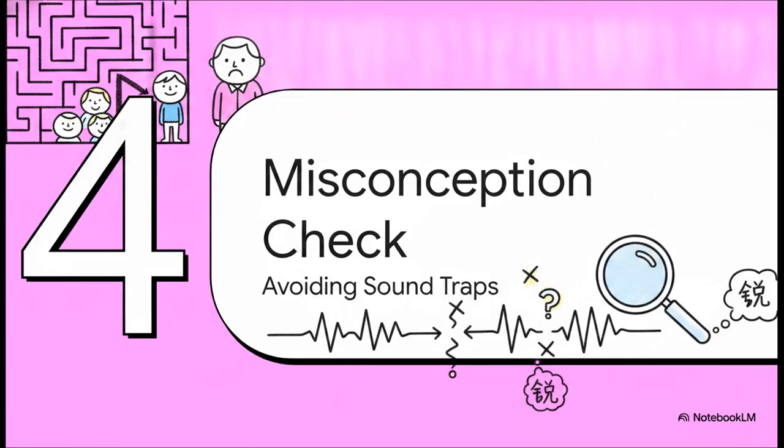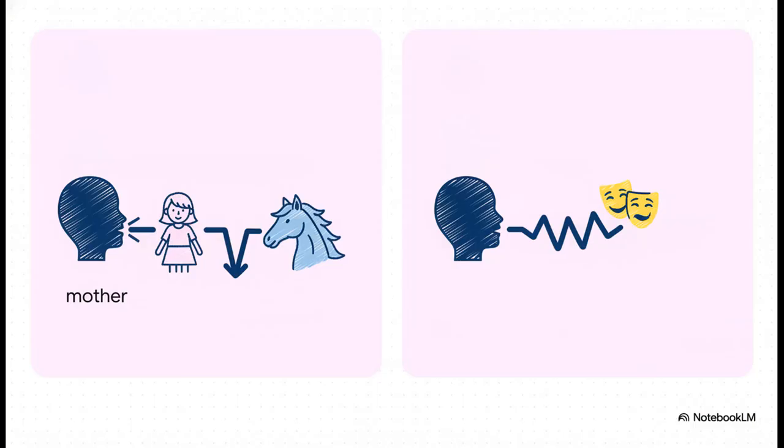Okay, on to Section 4, Misconception Check on Sound Traps. Before you head off to practice, we really need to address a major trap. This one catches a ton of 7th grade beginners, and honestly, adult beginners too. You have to compare Mandarin sounds with English sounds very carefully. Think about it. In English, if your voice goes up at the end of a sentence, it just shows emotion, right? Or it turns a statement into a question. It absolutely does not change the actual dictionary definition of the word. But in Mandarin, changing the tone changes the entire meaning of the word.